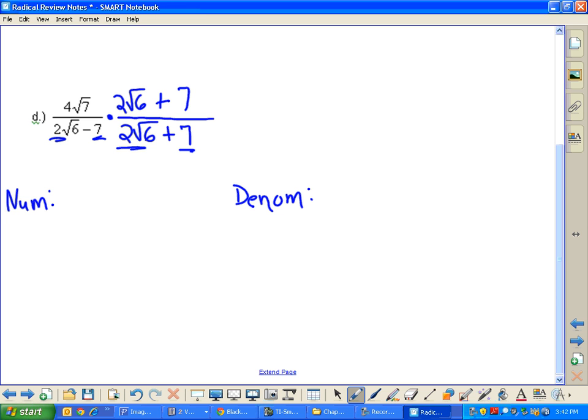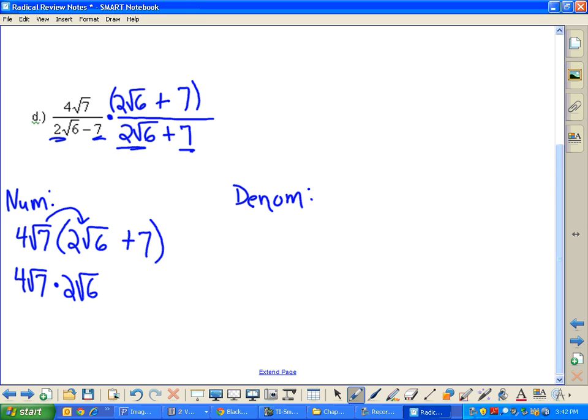And if you look in the numerator, what we actually have there is 4 square roots of 7 times the quantity of 2 square roots of 6 plus 7. And I'm going to go ahead and use my distributive property. So I have to take 4 square roots of 7 times 2 square roots of 6. And then I have to add that to 4 square roots of 7 times 7.